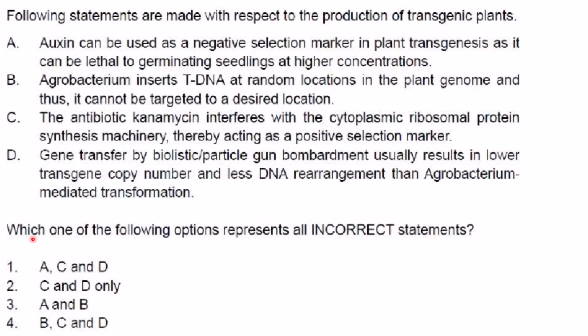So transformed cells will have the NPT2 gene in them, which they got from the plasmid, and the untransformed cells will not have the NPT2 gene in them. So the transformed cells will grow in a medium containing kanamycin because NPT2 will detoxify the kanamycin for them. NPT2 is neomycin phosphotransferase 2. And the non-transformed cells, since they don't have the NPT2 gene in them, kanamycin will be toxic for their growth and they will die out. So here that is positive selection.